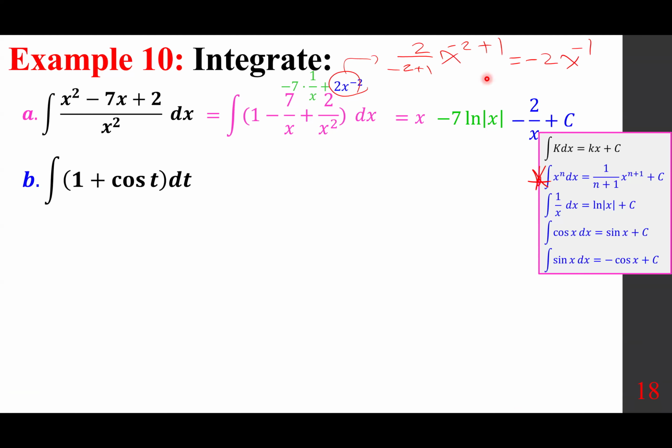One plus cosine t dt, the integral of that. First, pay attention to the fact that the independent variable is t, so 1 gives you t. And cosine, the derivative is negative, but the integral is positive sine t and a constant. The integral of cosine is sine and a constant, so sine t and a constant.